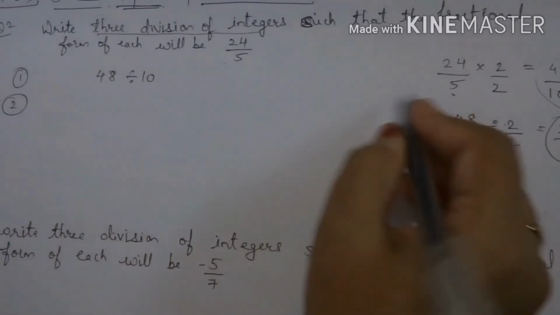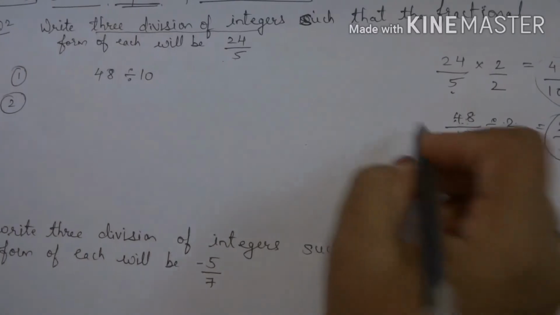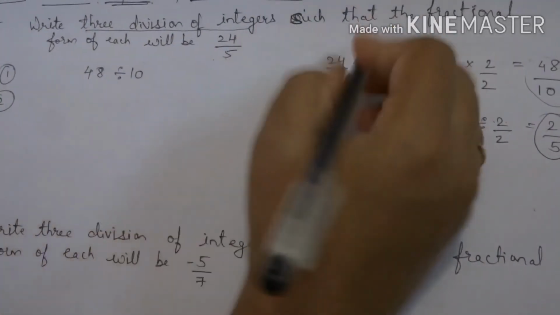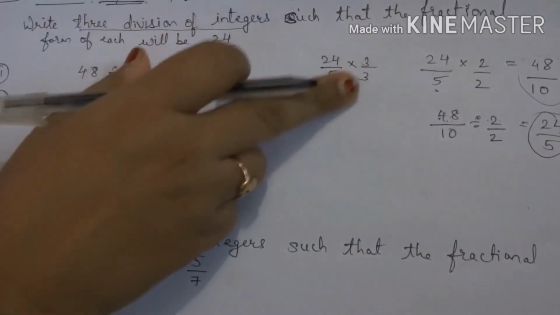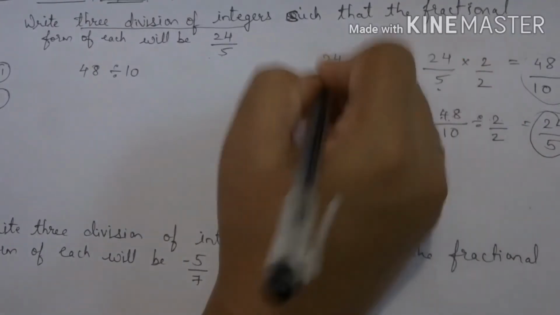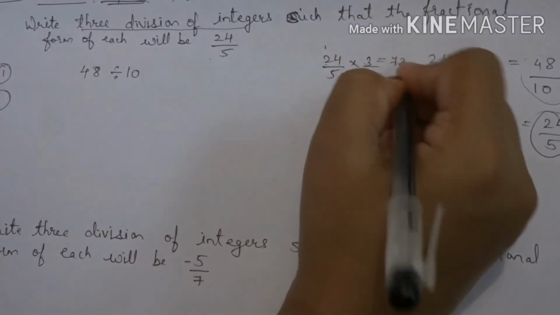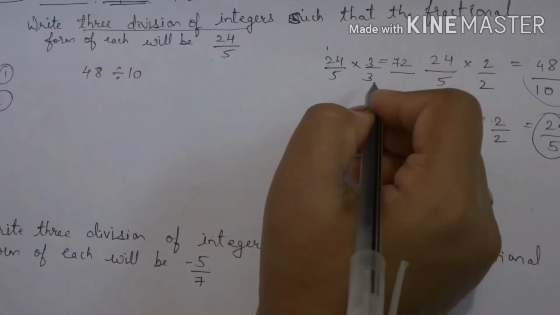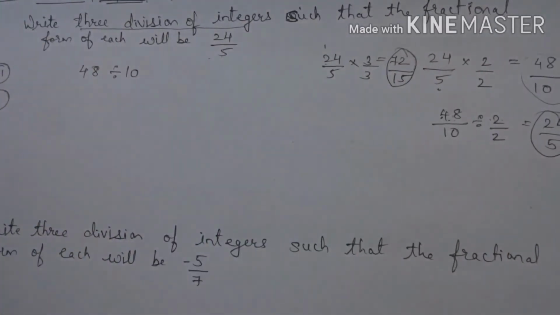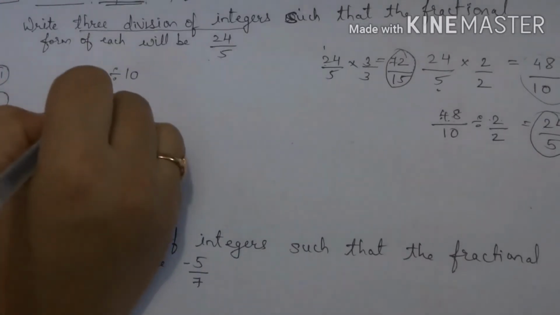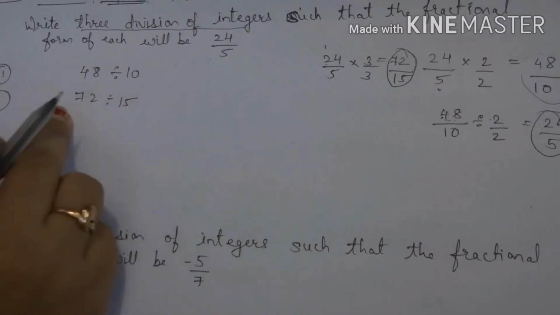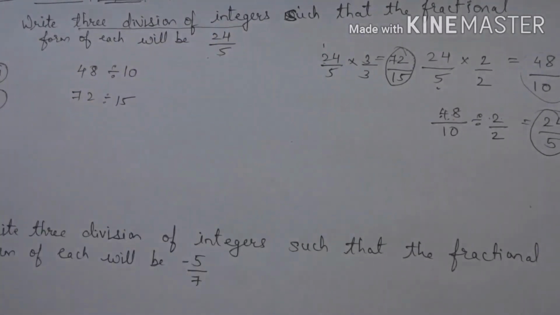Similarly, for getting the second, you can take 24 by 5 and multiply it by 3. It should be equivalent. So 24 3s is what? 4 3s are 12, 3 2s are 6 and 1, 72, and 5 3s are 15. So the next division you got is 72 divided by 15. If you reduce 72 by 15, you will get 24 by 5.